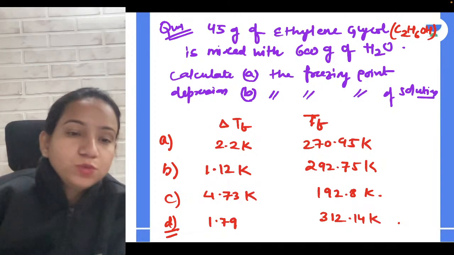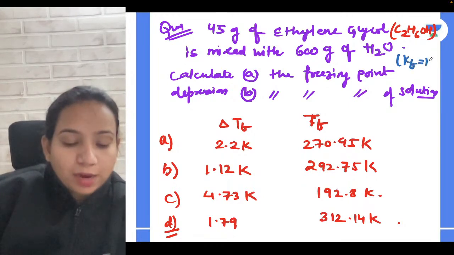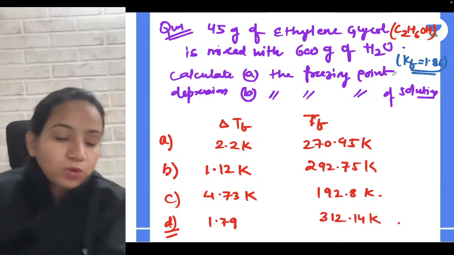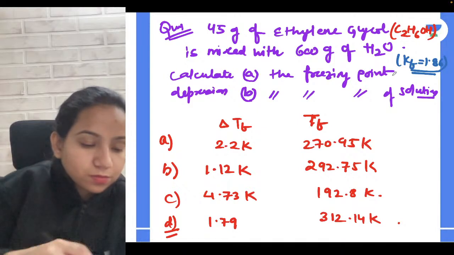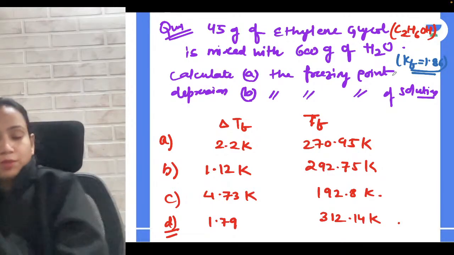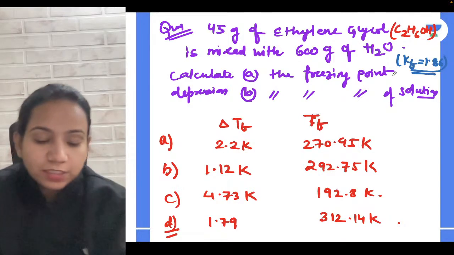Now KF, all of you will be getting confused. The KF for this reaction is not given here. I am giving you the value 1.86. It will be given in the question. KF is equal to 1.86. Let's see who will be giving the correct answer in the chat.